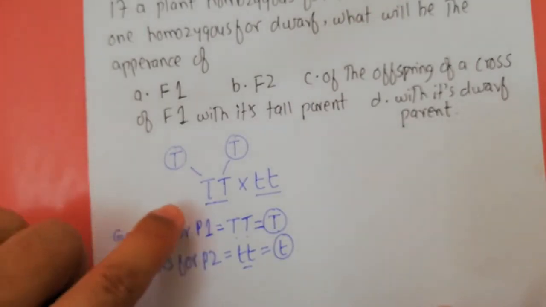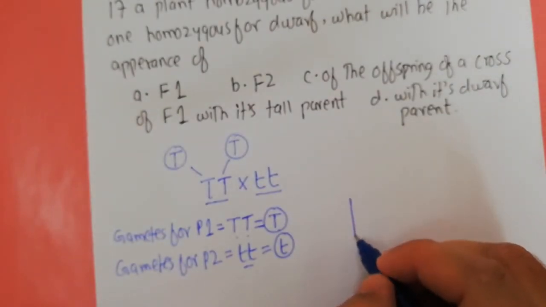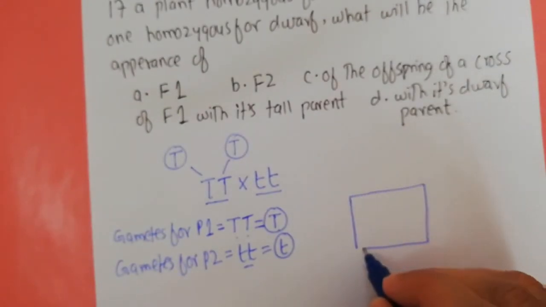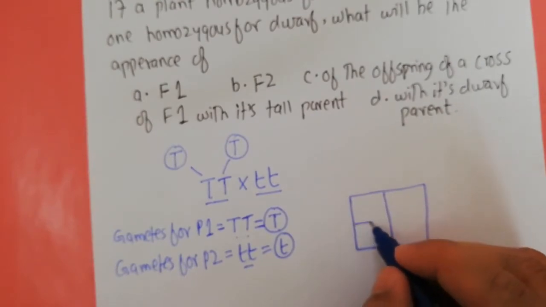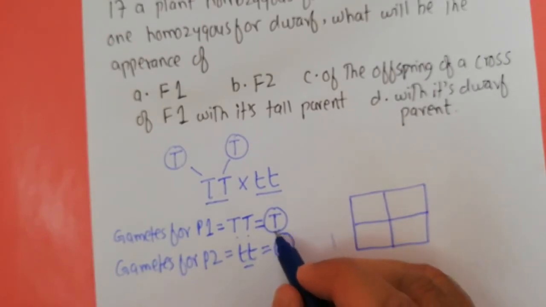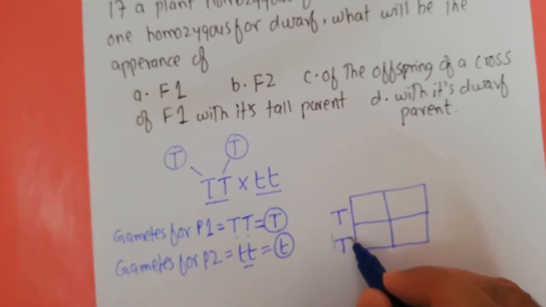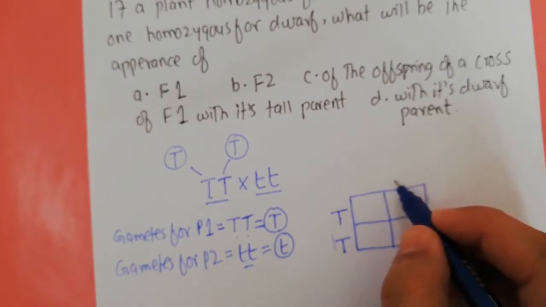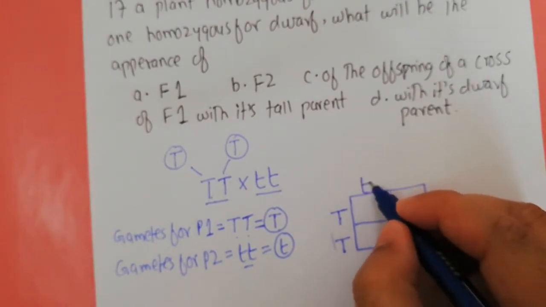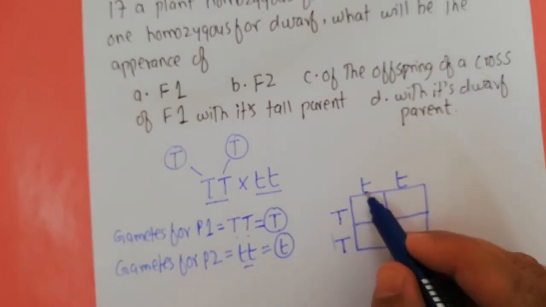Now what you have to do is cross them, and you are going to get the F1 generation. This is the Punnett square, and the left side of the Punnett square shows you the gametes of one parent. For example, the parent on the left side is producing a single kind of gamete, represented by the capital T, and another gamete by the capital T. The top side of the Punnett square shows you the gametes of the other parent, which is producing only a single kind of gamete, the small t.